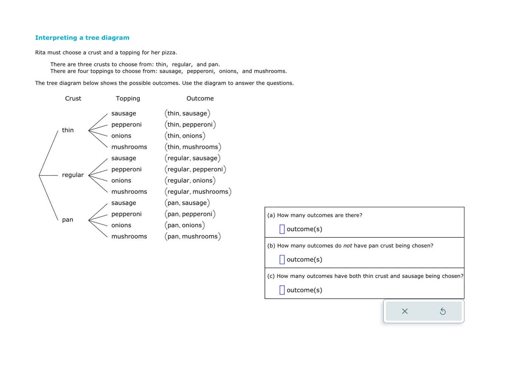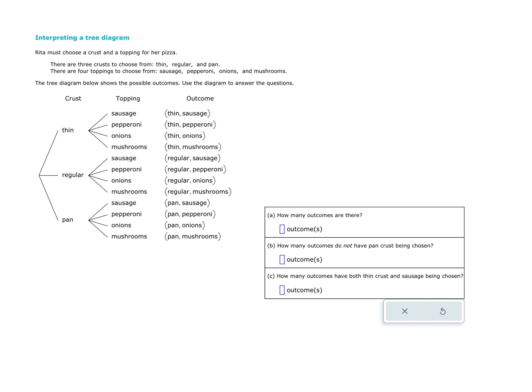So if we're looking at a tree diagram, the way we're going to read this is you could pick thin crust and then sausage. So one possible outcome is thin crust and sausage. You could also pick thin crust and pepperoni. So there's another possible outcome. You could pick regular crust and onions. So there's another outcome. You could pick pan crust and mushrooms. So there's another outcome, and so on.